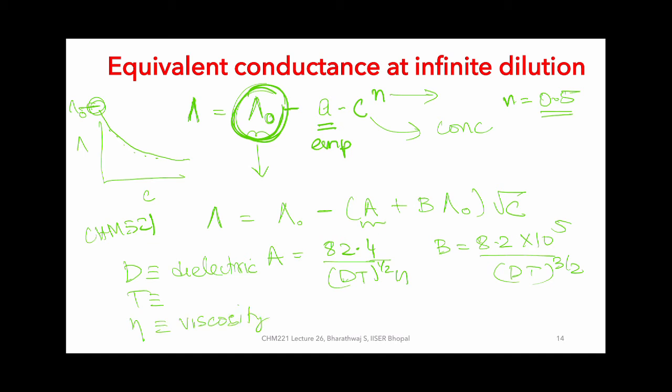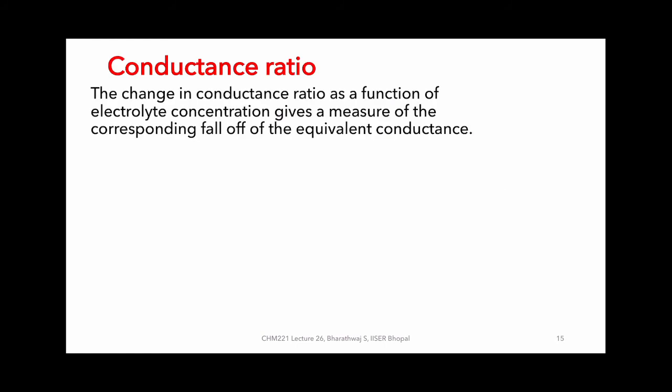So what you're able to see is that equivalent conductance at infinite dilution could be measured in different ways. The model that I would stick to in this course would be just a simple model where the equivalent conductance changes as a function of concentration power n. And let's assume that from there, one will be able to get lambda naught. From here on, another parameter called alpha can be defined, which is the ratio of the equivalent conductance at a given concentration of the electrolyte to the equivalent conductance at infinite dilution.